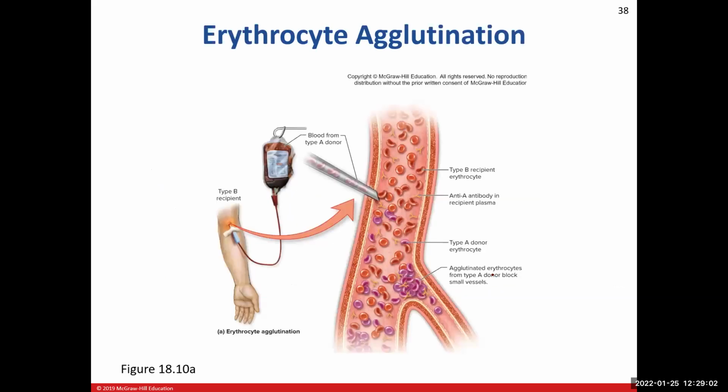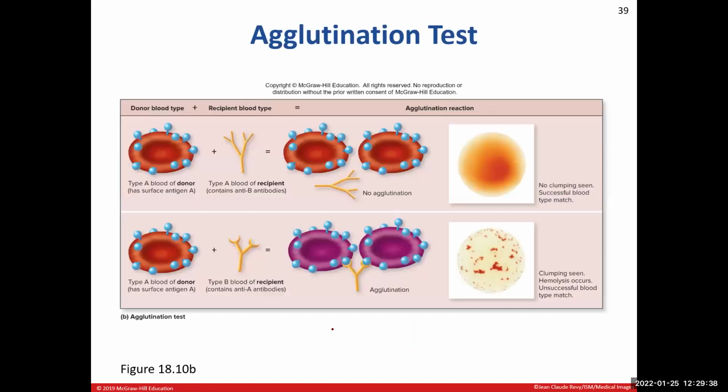Here's a nice picture, okay? So a type B person gets type A blood. Type A blood has the surface antigen of A. A type B person carries anti-A antibodies in the plasma. And those antibodies will glom on to those red blood cells, and it causes this clumping and clotting going on. And it causes that hemolysis, and that causes some issues.